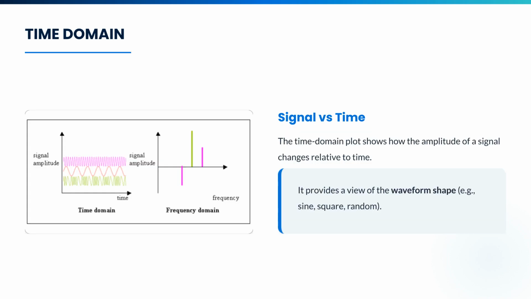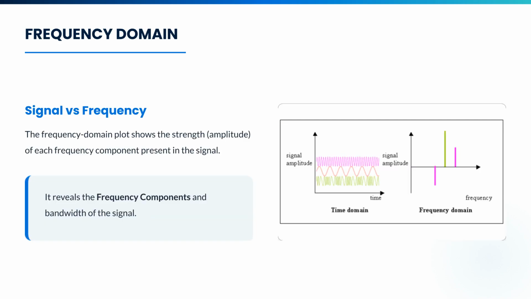The time domain plot shows how the signal's amplitude changes relative to time. It provides a view of the waveform shape, such as sine or square, which is the pattern of the signal over time. The frequency domain plot shows the strength of each frequency component present in the signal. It reveals the necessary frequency components and the bandwidth required for the signal.